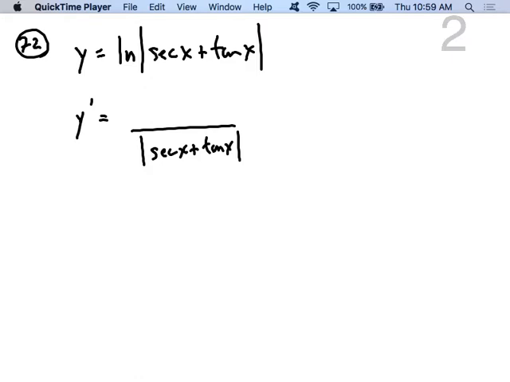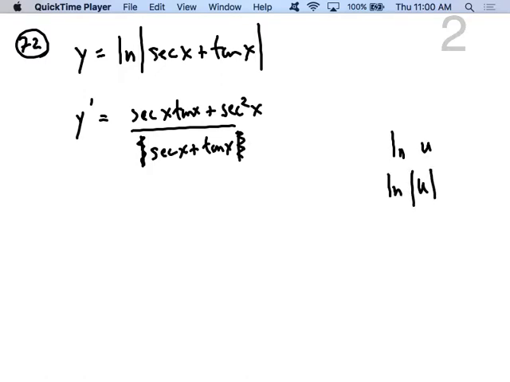And then on the top, I have to take the derivative of that thing. What's the derivative of secant plus tangent? Secant tangent plus secant squared. By the way, do I need these absolute value bars here? No. Remember, when you're taking derivatives, you don't need them. We talked about the difference between taking the derivative of this versus the derivative of that, that big, long discussion the other day. With derivatives, you don't necessarily need them, so they go away.